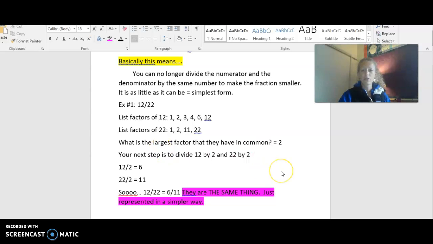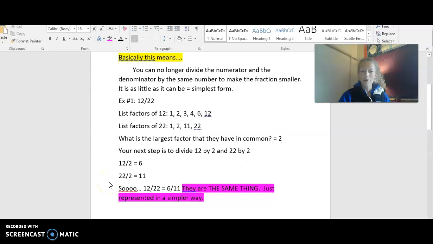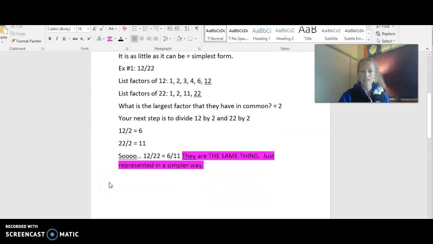My next step is to divide 12 by 2 and 22 by 2. 12 divided by 2 is 6. 22 divided by 2 equals 11. So I'm going to represent my simplest fraction like this. 6 over 11. 12 over 22 is the same as 6 over 11. But which one is the simplest form? Which one uses smaller numbers to represent the same value? 6 over 11, right?